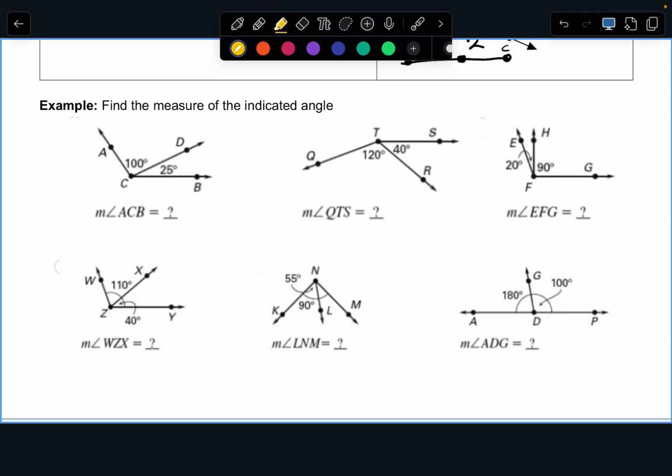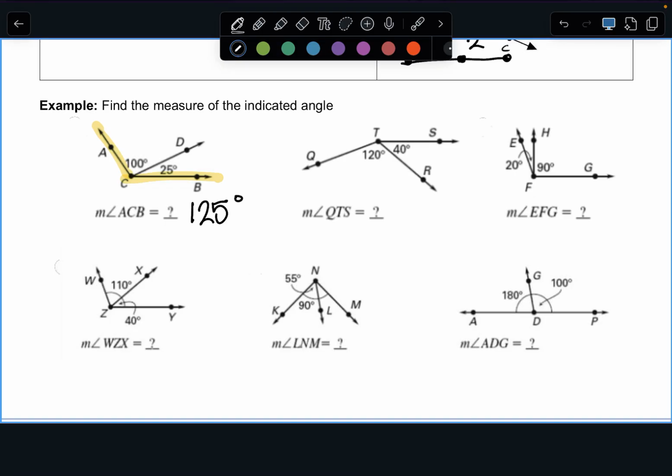This first one. If I wanted to find the measure of this whole angle, ACB, what do you think I would do? You add. What do you get? 125. 125 what? Degrees. 100 plus 25, 125.